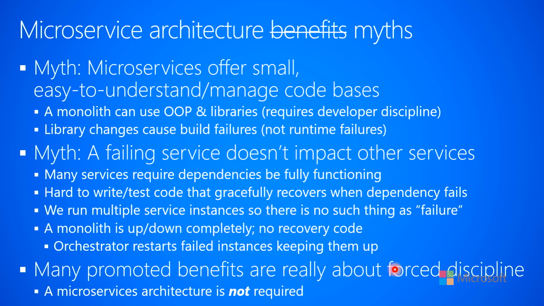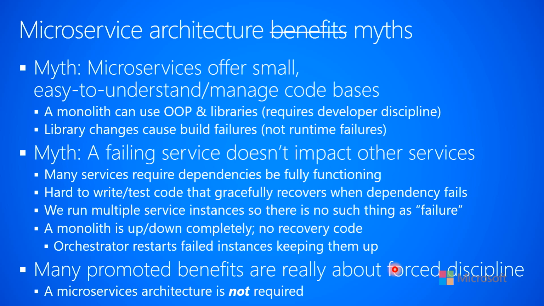We run multiple service instances, so there's no such thing as failure. Remember, in this distributed cloud application architecture, we are embracing the concept of failure. We run our service on multiple VMs so that if any one of them goes down, we can still get to other ones and keep going. So if we architect our service that way and we use an orchestrator that helps us with this, then there really is no such thing as failure because the orchestrator will heal whatever has failed and get you back up and running. So again, I think this is less of a myth to me than it is a real benefit of a microservices architecture.